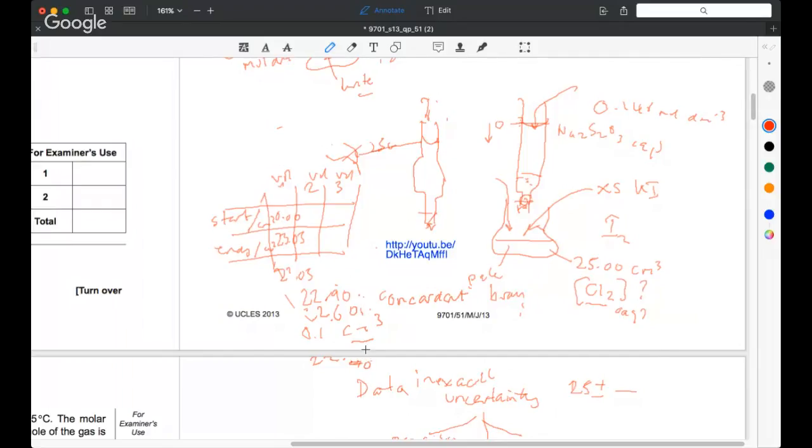Okay, so at that point you say I'm good to go, I've got concordant results. And what you should do, if you've got your table set up like this, you'll have a start, an end, and then you'll have a row for titer.